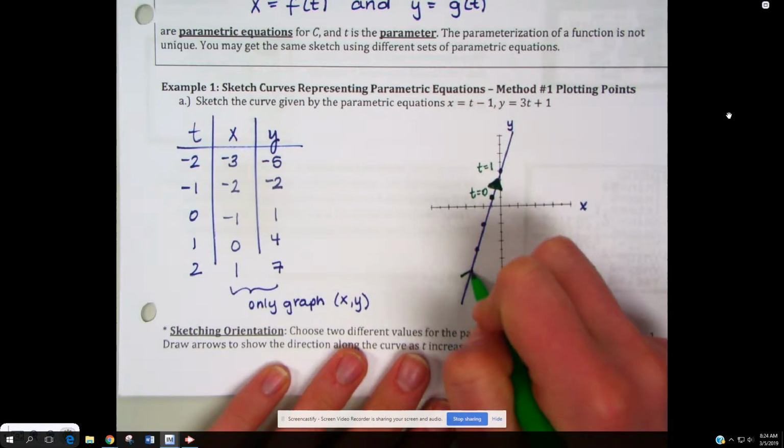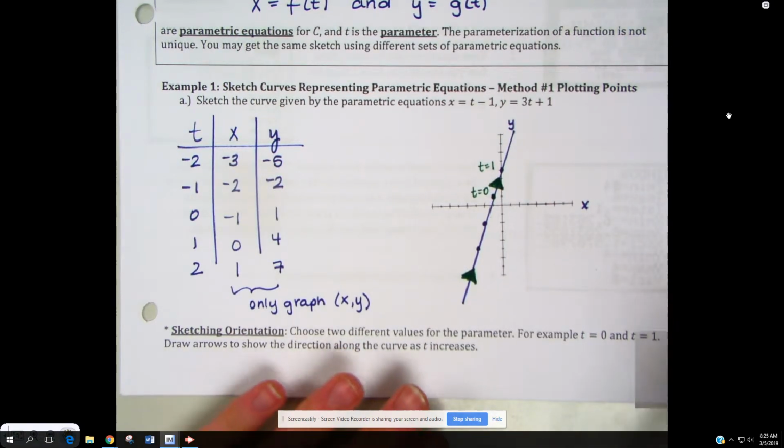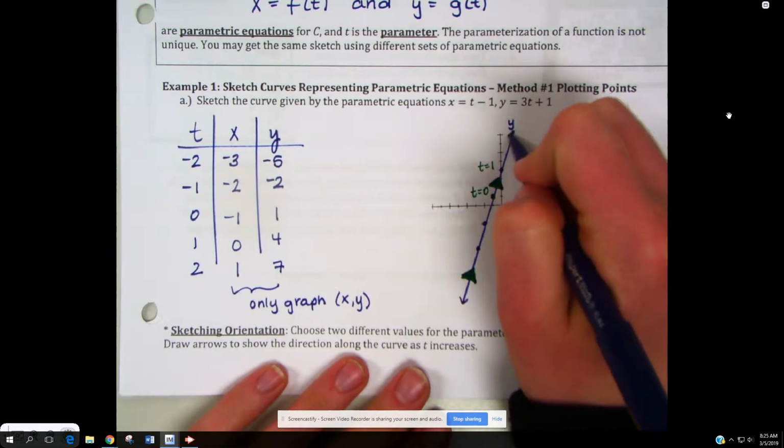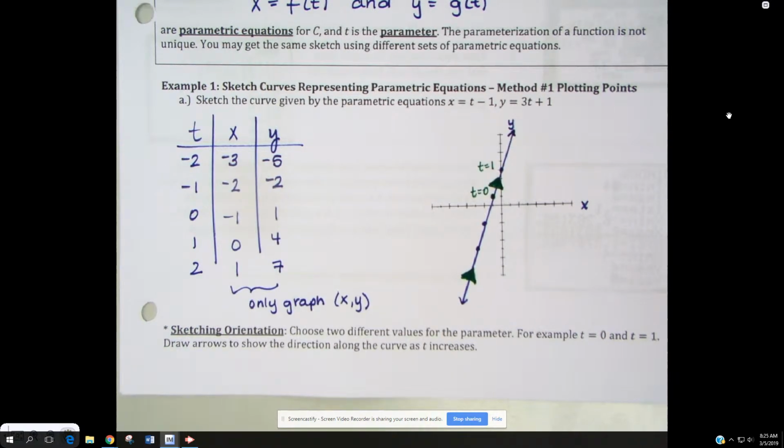And I use these direction arrows. I want to make them nice and thick so that they stand out against just my regular lines to say that this line goes on forever. I want to set those orientation arrows so that the T sort of shows up in my graph. And that is a nice complete graph where we are sketching a parametric equation by plotting points.